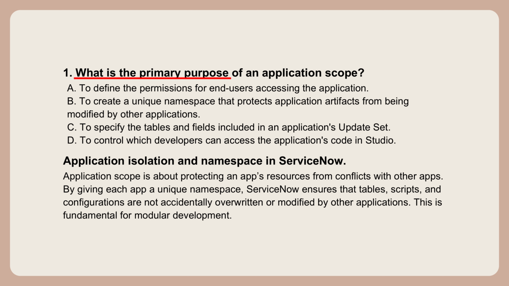Okay, the correct answer, based on our material, is B. Application scope in ServiceNow is like giving your app its own private room, its own unique ID and boundary. A defined space. Exactly. It carves out this distinct space for all its bits and pieces, tables, scripts, UI stuff, giving them a unique namespace. And why is that crucial? Well, it acts like a shield. It stops other applications from accidentally messing with or overwriting its core parts. It isolates and protects your app's resources, keeps it safe.